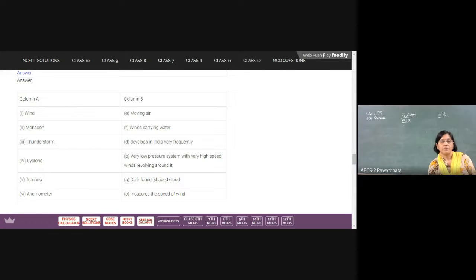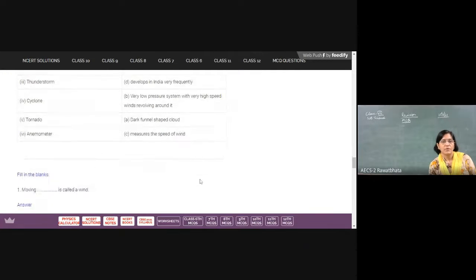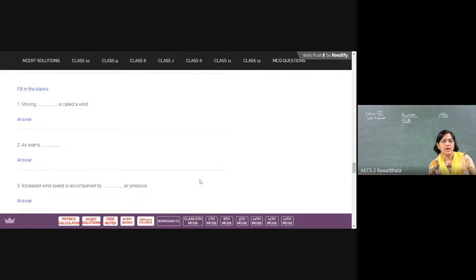Thunderstorm, develops in India very frequently. Cyclone, low pressure system with high speed winds revolving around. Tornado, dark funnel shaped cloud. Anemometer, it is used to measure the speed of the wind, and weathercock basically gives us the direction of the wind.